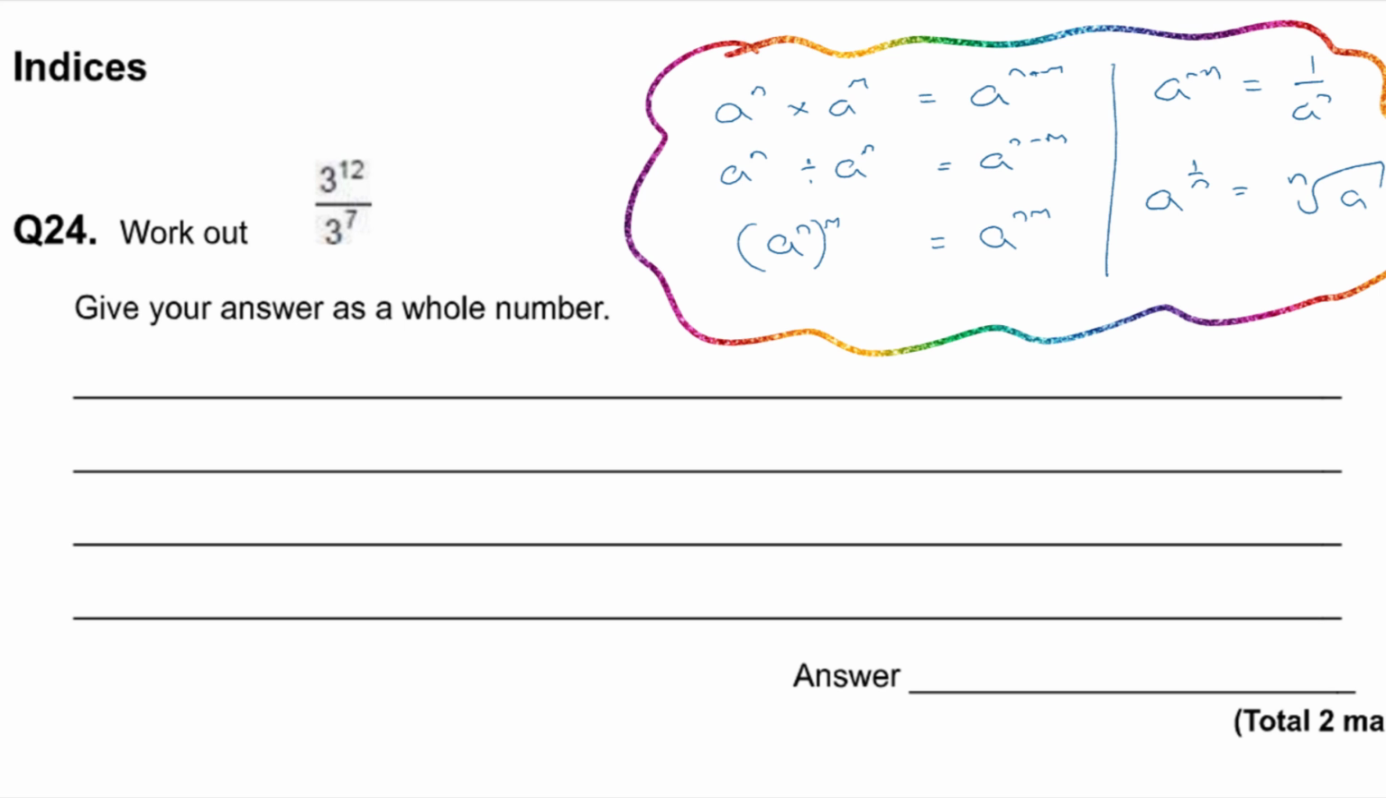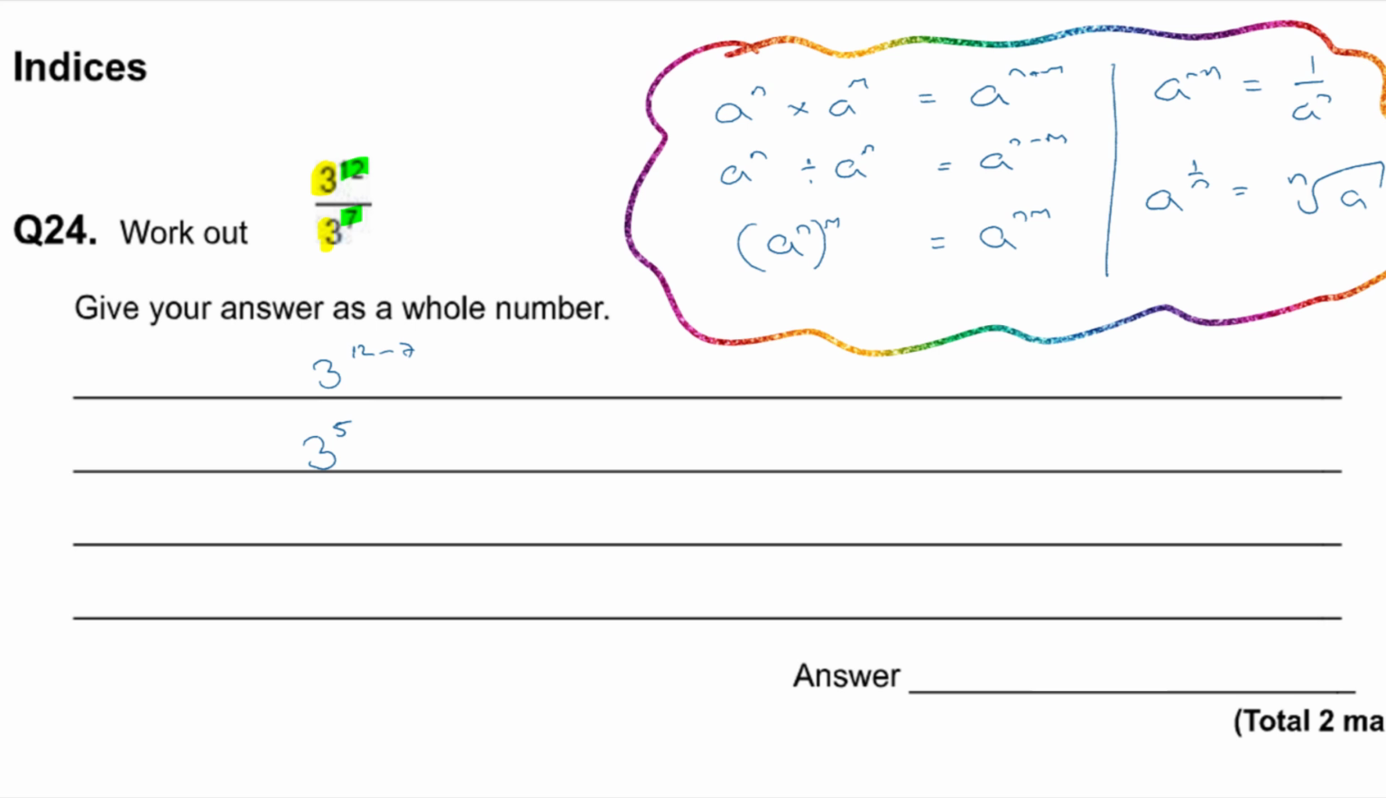Question 24, work out 3 to the 12 divided by 3 to the 7. I've got numbers with the same base. It's that second rule, and I'm going to have to then subtract the indices. So 3 to the 12 divided by 3 to the 7, that is going to be 3 to the 12 minus 7. That's going to be 3 to the power of 5.